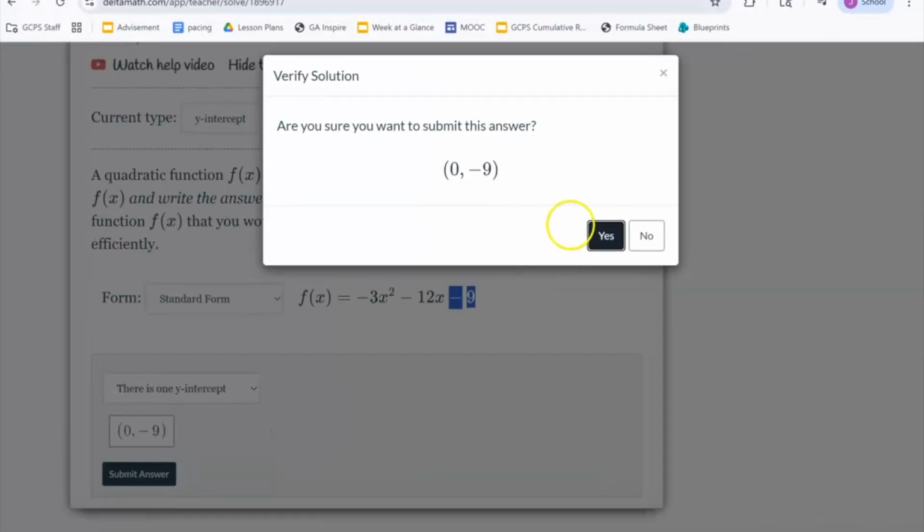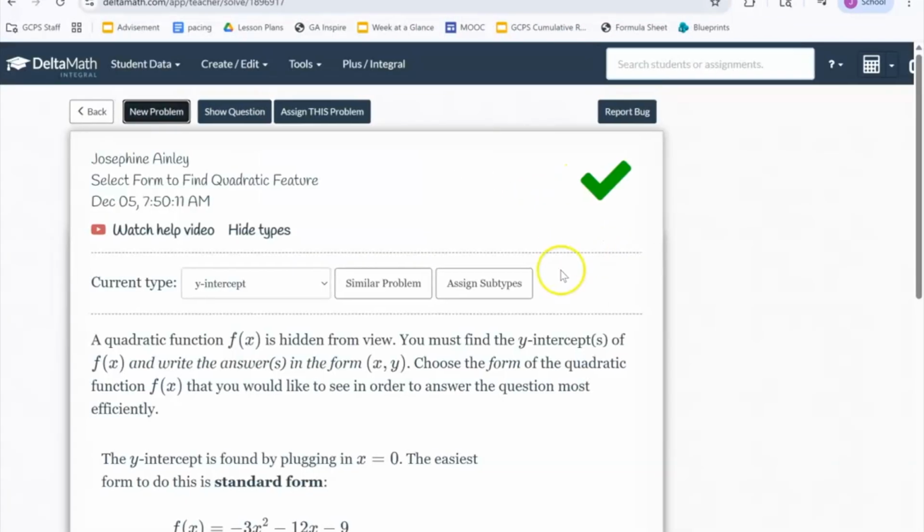However, if you're doing this in a test, please definitely check it, because you don't want to assume that you know it and you don't.